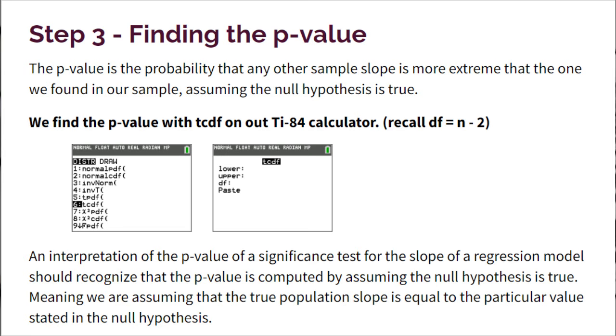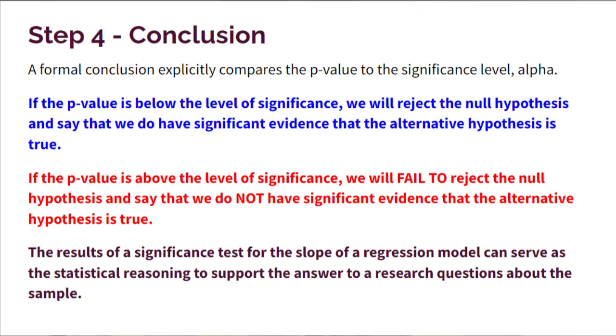All right, then we're going to make our conclusion. Our conclusion is based on that p-value, and this should all be very familiar from units 6, 7, and 8. If our p-value is well below our significance level of typically 1 or 5%, we are going to reject the null.